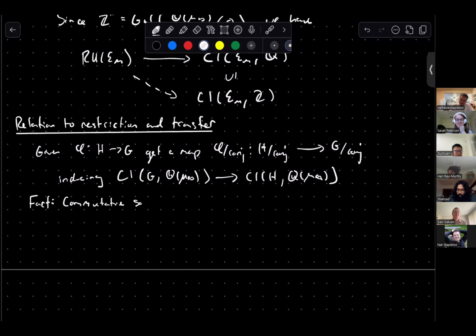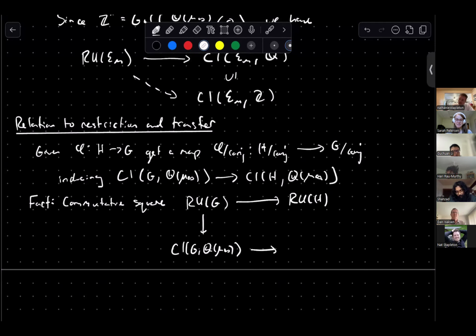This gives us a commutative square, in this case of rings: R_U(G), R_U(H) coming down, CL(G, Q adjoin μ_∞), and then over to CL(H, Q adjoin μ_∞). So here I've got restriction along φ, and here I've got just restriction on the level of functions along φ mod conj. And this is a commutative square.